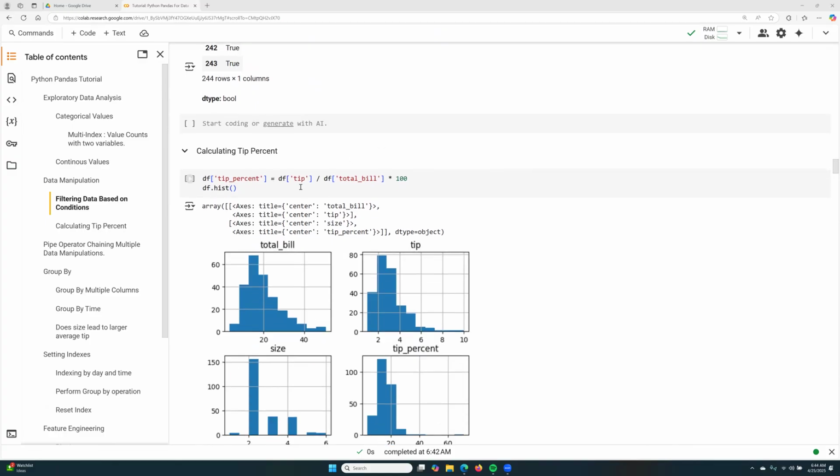Now we could calculate the tip percent, right? By just basically taking the variables and dividing tip by total bill times 100. And we could do histograms here, which I do. Okay.